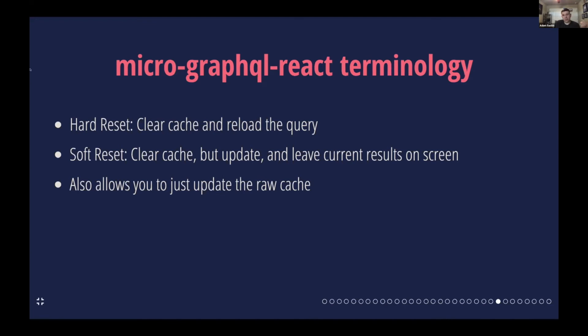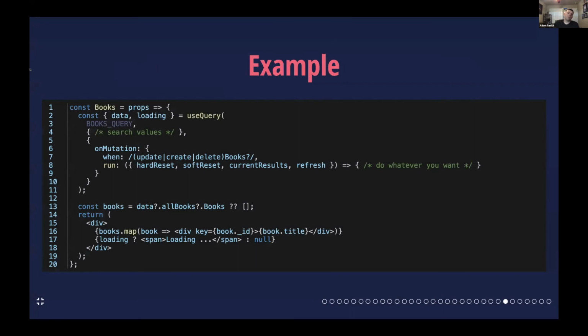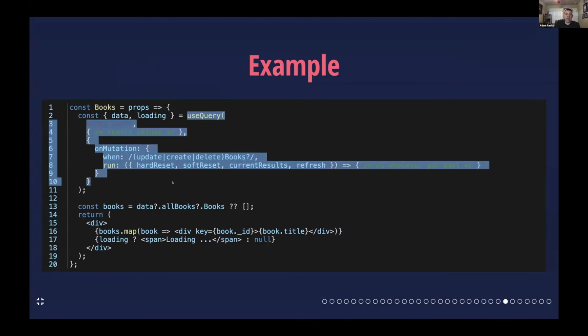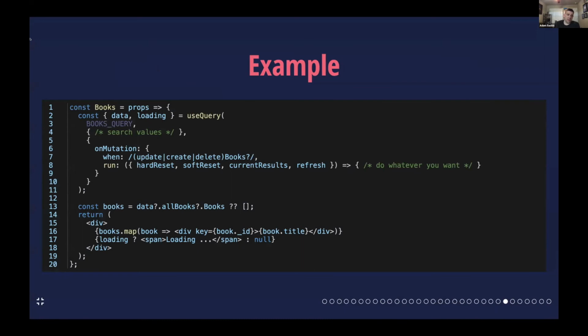And of course, this client will let you just update the raw query cache if you want. All right, let's take a look at some code. This is a React component. Let's pretend that we have some sort of books component. It's going to request some data. And then starting on line 13, it's going to pull the book data out and then render some HTML starting on line 15. It's JSX, but pretty similar.